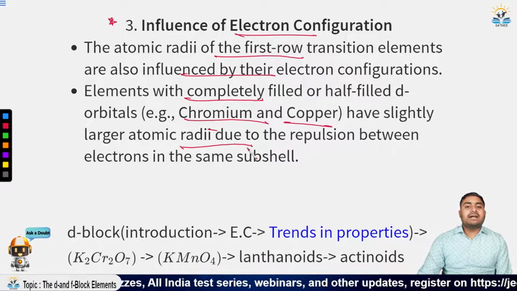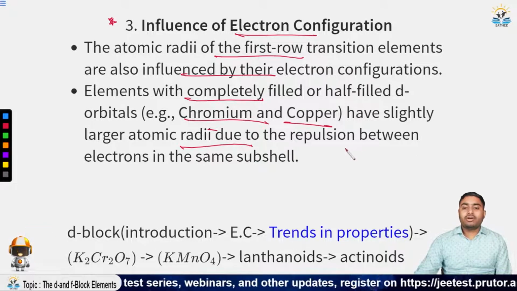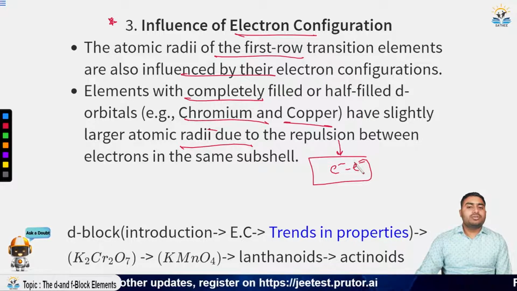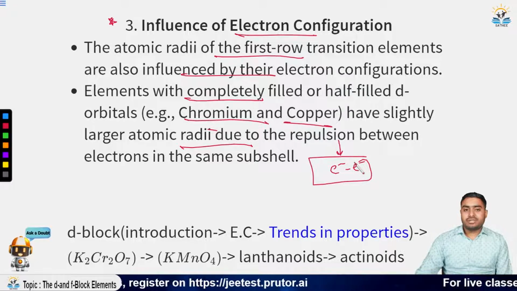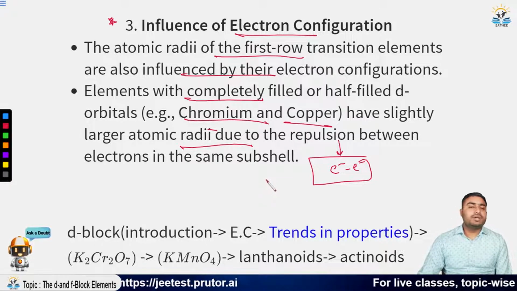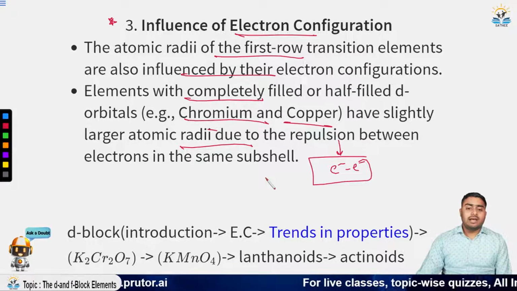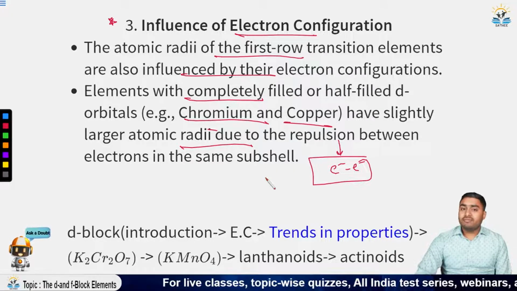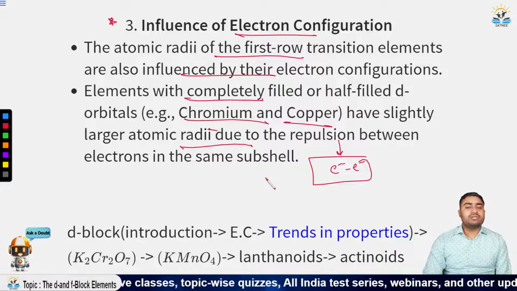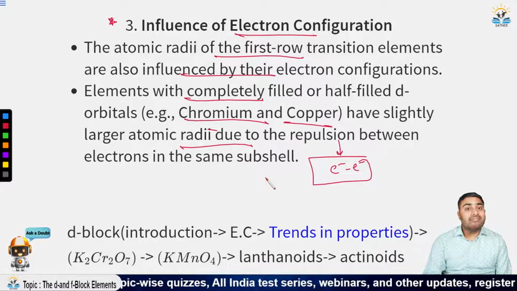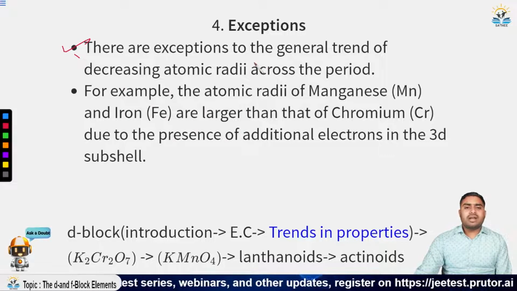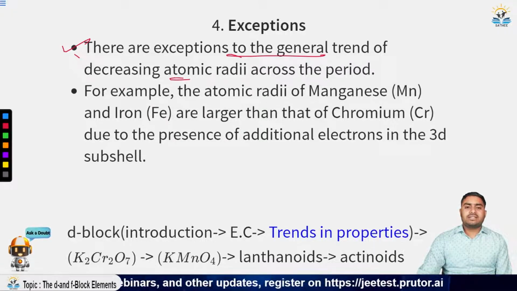Have slightly larger atomic radii due to electron repulsions, right? Due to the repulsions between electrons in the same subshell, because the number of electrons in chromium's 3d subshell is 5. Five electrons are there, and this one is half filled, this one is half filled. So now the next point is there are exceptions to the general trend of the decreasing atomic radii across the period.